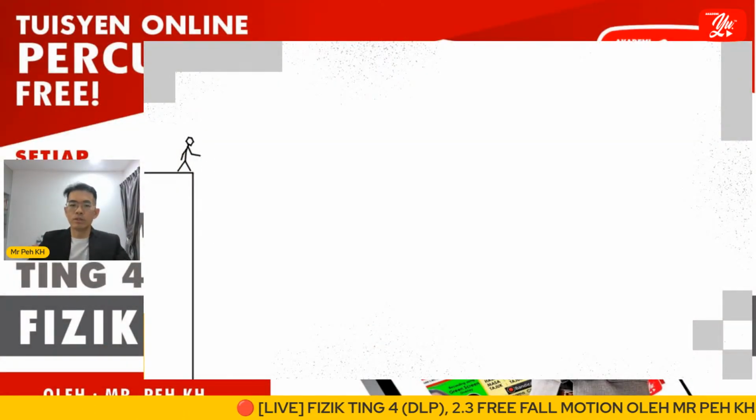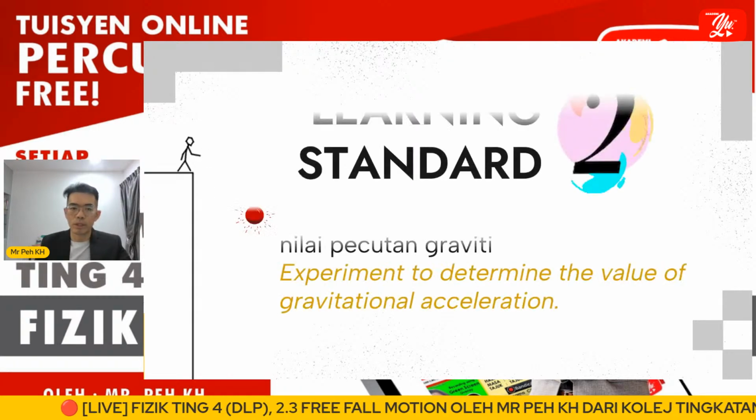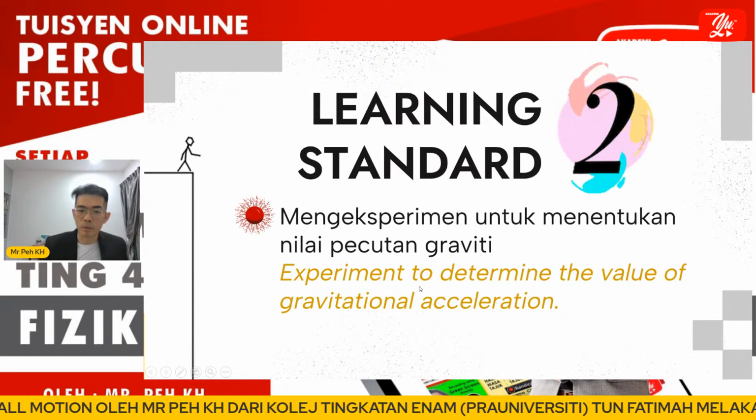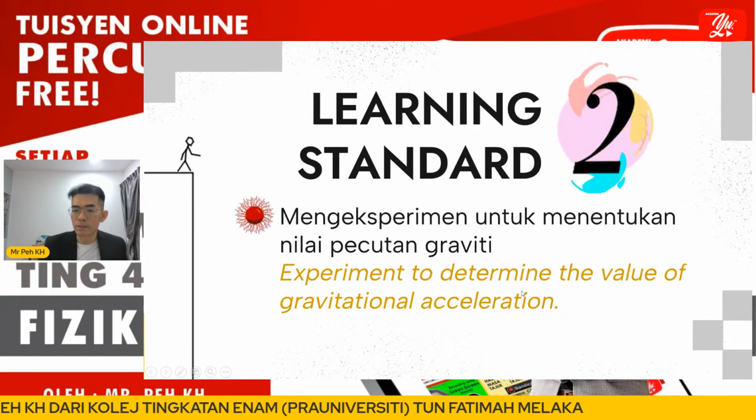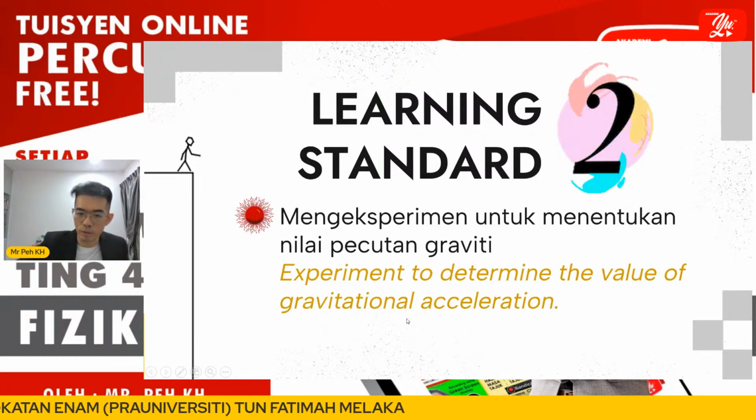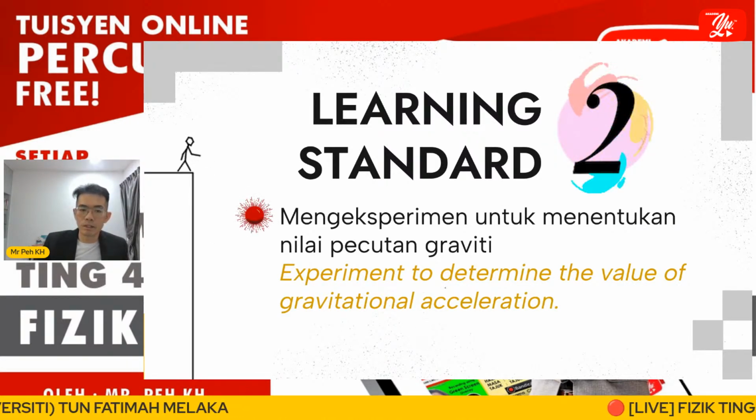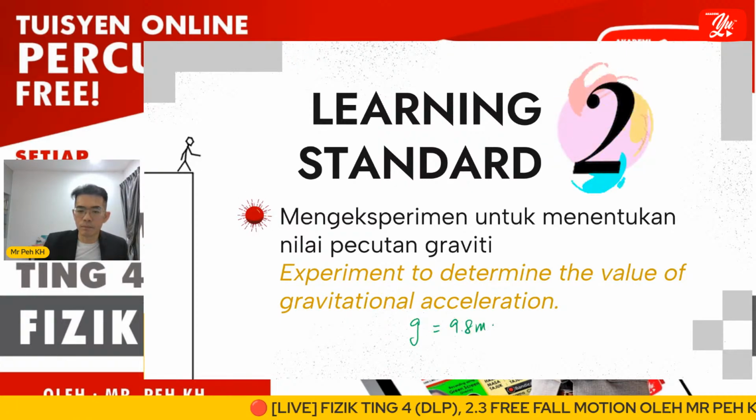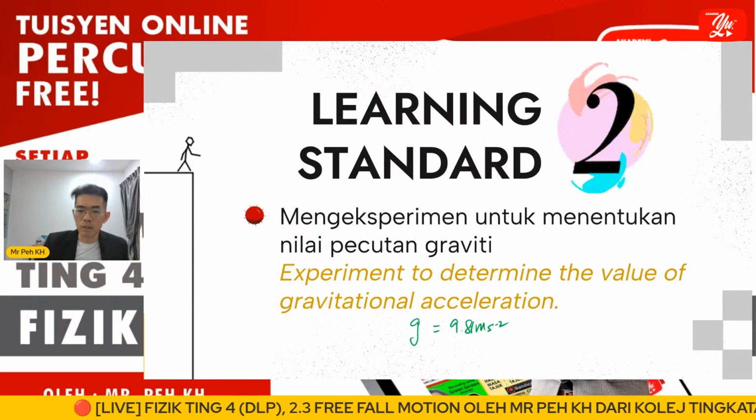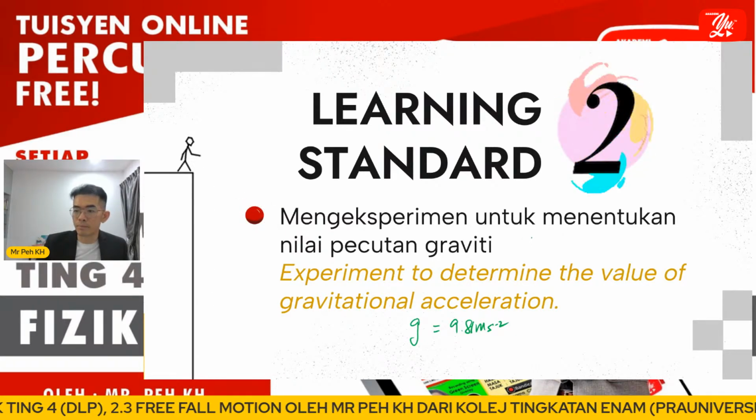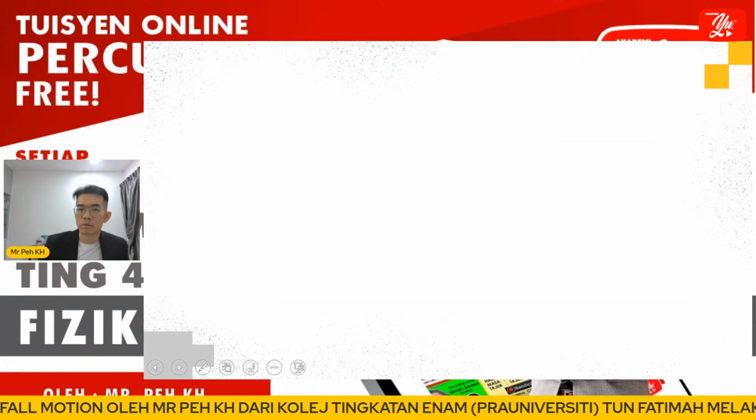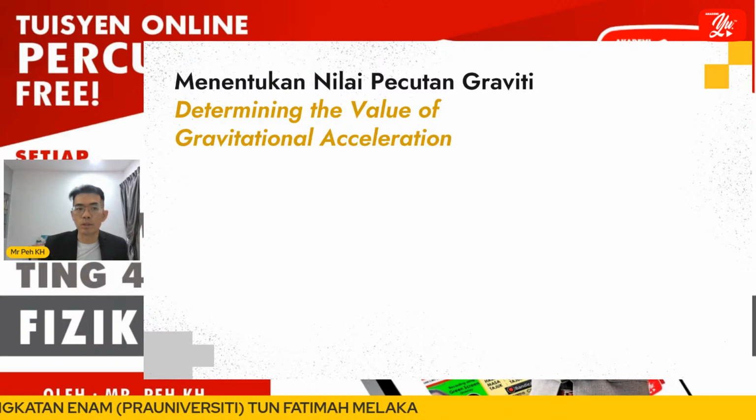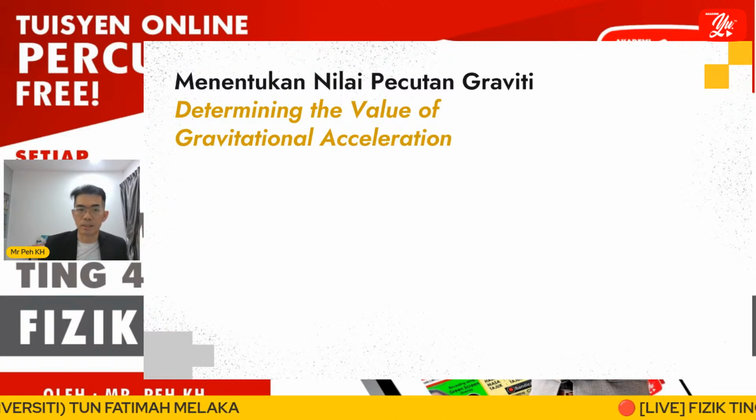Let us continue with learning standard 2. For learning standard 2, you must be able to understand the experiment to determine the value of gravitational acceleration. As mentioned just now in learning standard 1, the value of the gravitational acceleration is about 9.81 meter per second square. Now we want to discuss one of the experiments in your textbook at about page 48, on how we determine the value of gravitational acceleration.